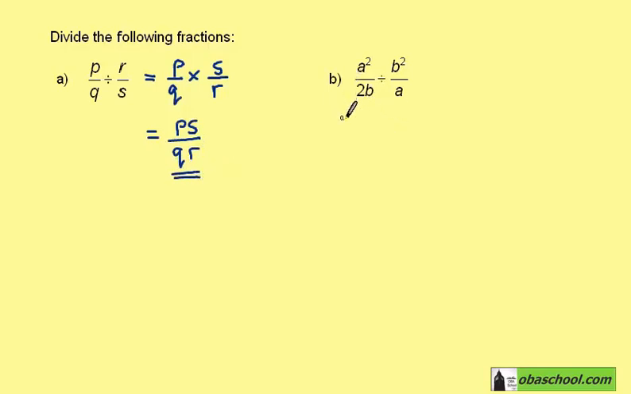Here we have a squared over 2b divided by b squared over a. We write down the first fraction, a squared over 2b. The divide becomes a multiply, and the second fraction is upside down, a over b squared. There's no cancelling here, so we do a squared times a, which is a cubed, and 2b times b squared, which is 2b cubed.